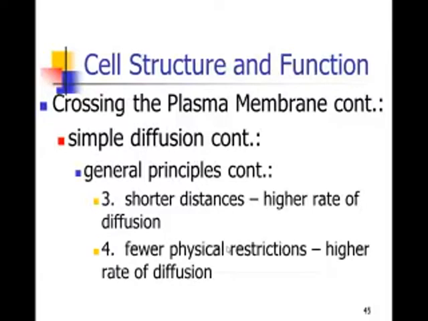The fewer physical restrictions, the higher the rate of diffusion. This is pretty simple. You've got these molecules bouncing around, ions bouncing around randomly. If there are barriers that inhibit their movement in any given direction, they move that way more slowly, and the more barriers, the slower the rate of diffusion. The fewer the barriers, the faster the rate of diffusion.